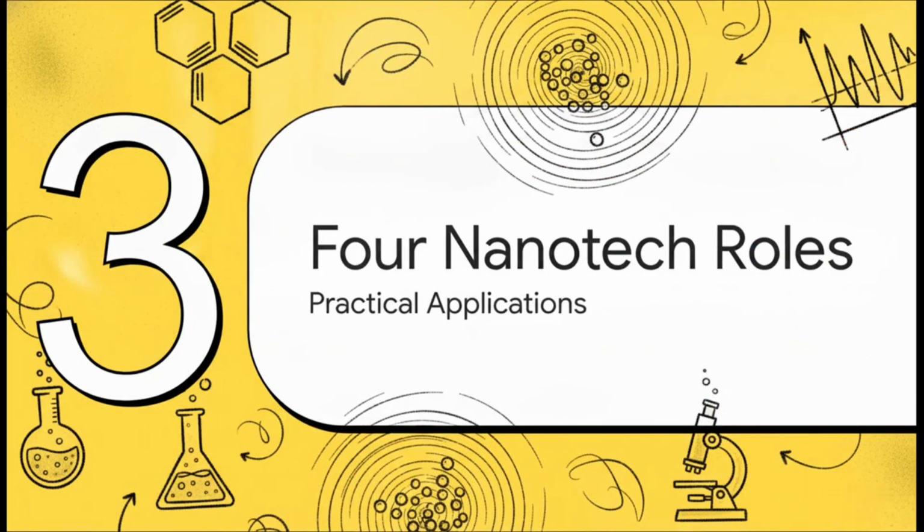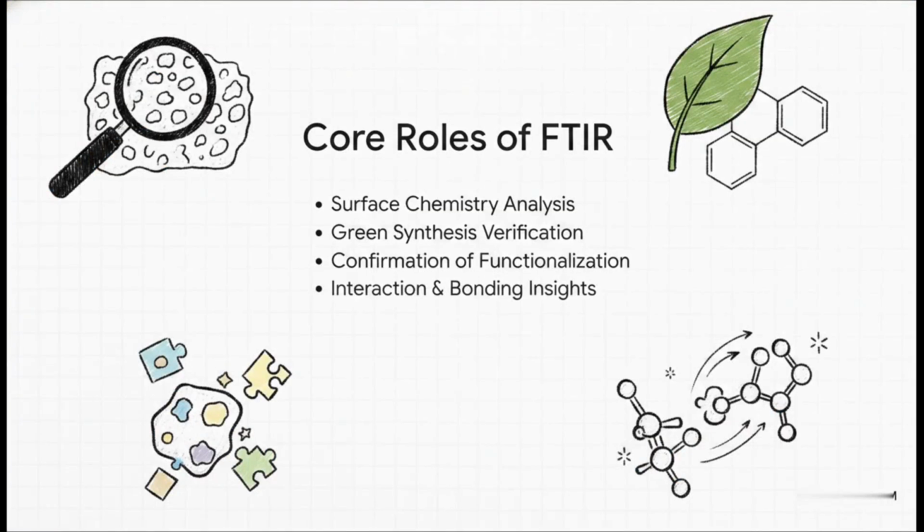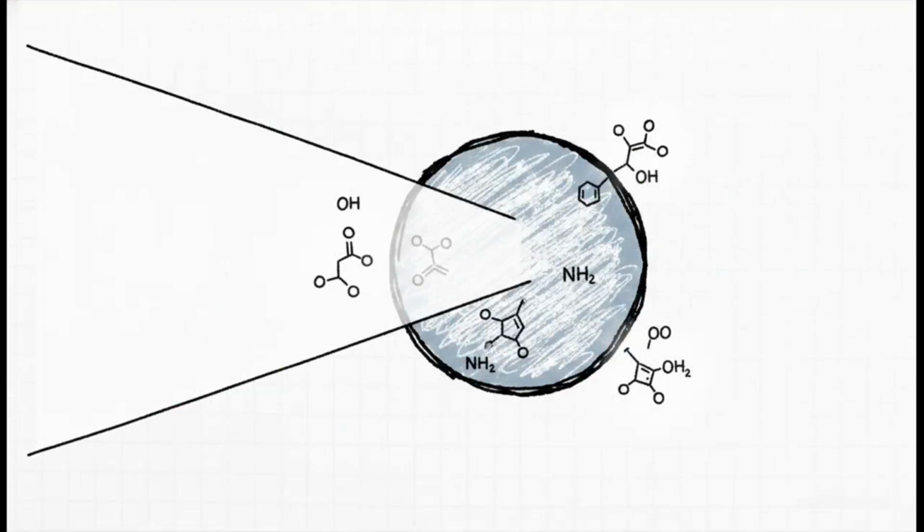All right, Part 3. Four core nanotech roles. Our nanoscale detective basically works 4 major jobs. It handles surface chemistry analysis, green synthesis verification, confirmation of functionalization, and interaction and bonding insights. Let's break down the micro-narrative for each of these real quick. First up is the absolute baseline, surface chemistry analysis. Look, before you can modify a nanoparticle, you have to know exactly what you're starting with, right? FTIR sweeps the particle's surface and identifies whatever functional groups are already there.